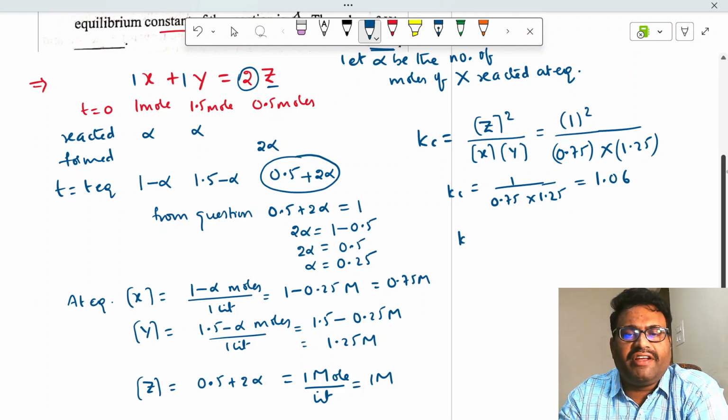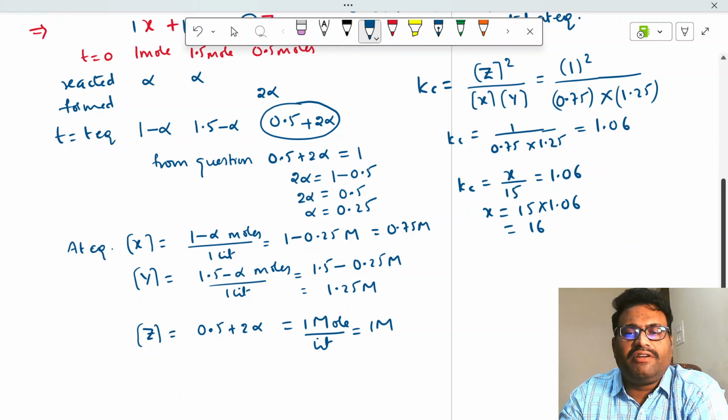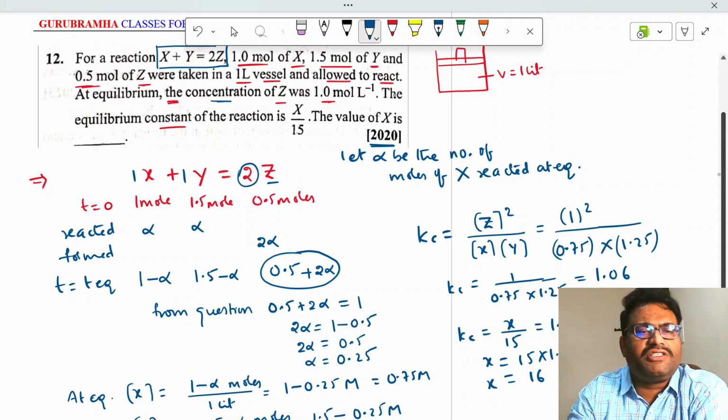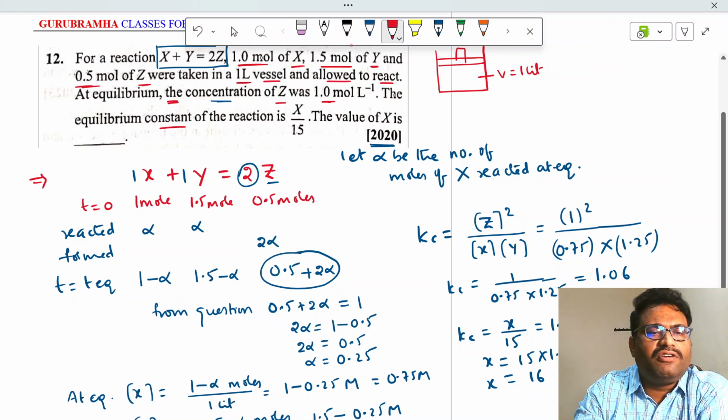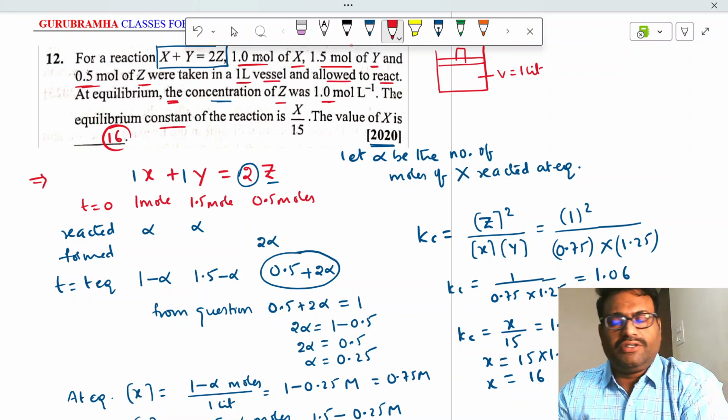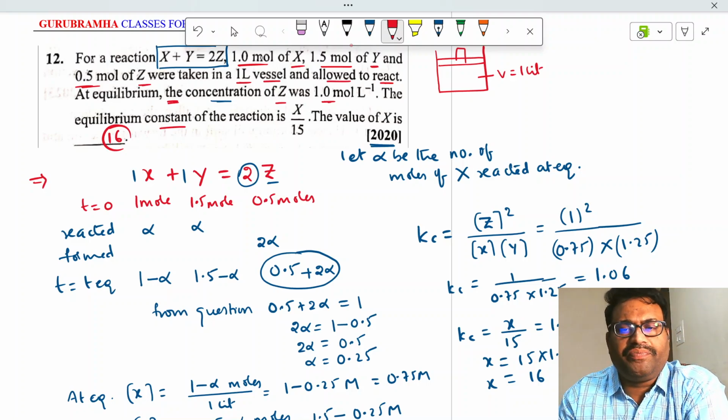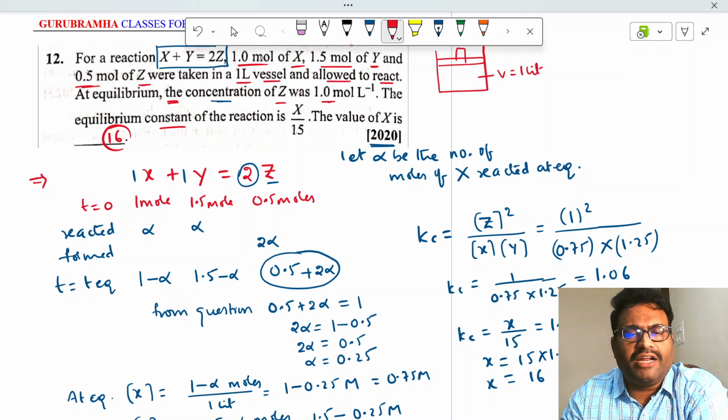So Kc is given in the format of X by 15. How much did you calculate? This is equal to 1.06. Then X is equal to 15 into 1.06, which approximately gives you 16. So the answer is X is equal to 16. Okay, so that's the procedure to calculate.